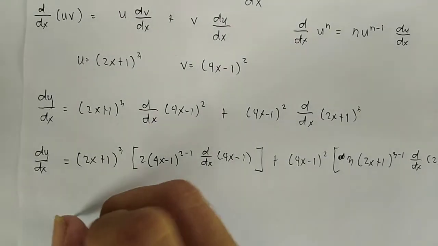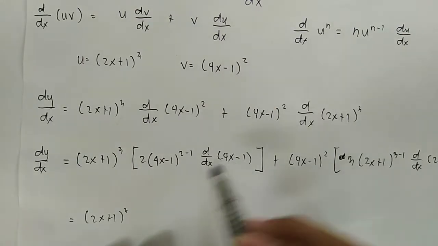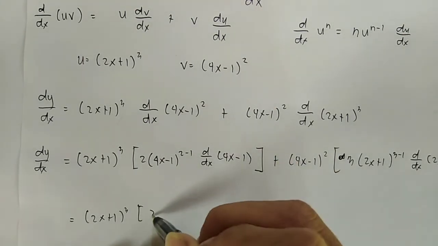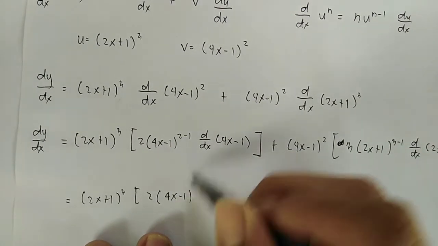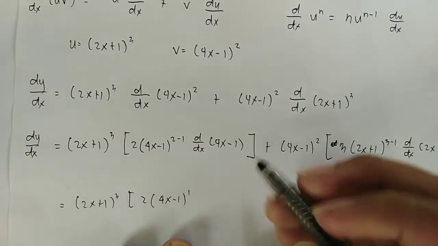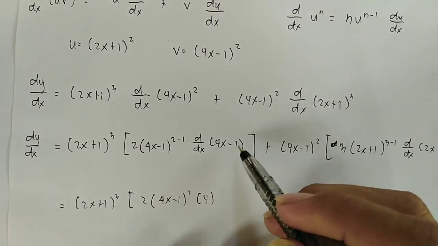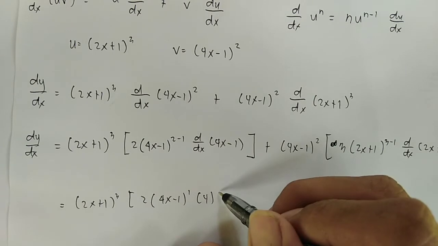So, that is equal to, let's copy 2x plus 1 to the power of 3. Let's simplify this one further. We say times 2. Here, it becomes 4x minus 1, 2 minus 1, so only 1 is left, or an invisible 1. The derivative of 4x minus 1 is just 4, because the derivative of 4x is 4, and the derivative of any constant like negative 1 is 0. So, 4 minus 0 is 4.